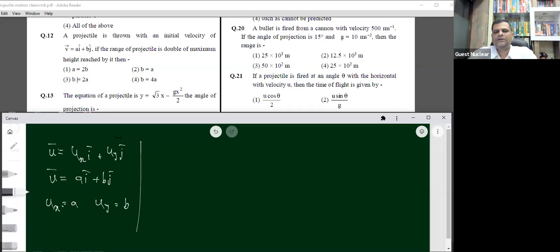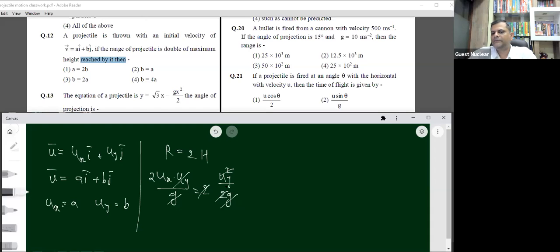Here what is given is the range of the projectile is double the maximum height reached by it. मतलब क्या? R is going to be 2 times of H. Here R का फॉर्मूला क्या है? अभी हमने देखा 2 times ux into uy upon g बराबर है, और H का फॉर्मूला क्या है? वो होता है uy square upon 2g. करेक्ट है, जिससे अब यहाँ पे 2 कैंसिल हो जाता है, and even g also gets cancelled, right? And even uy will get cancelled once.